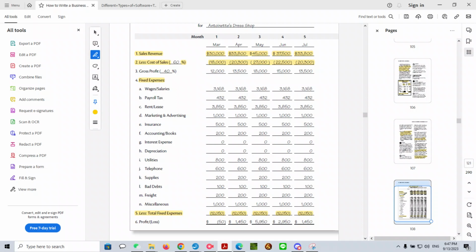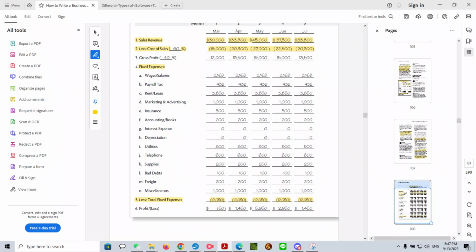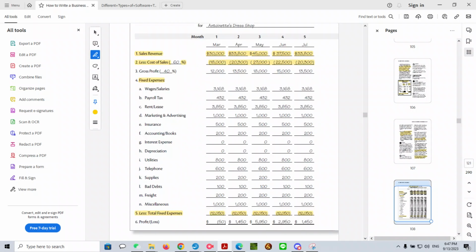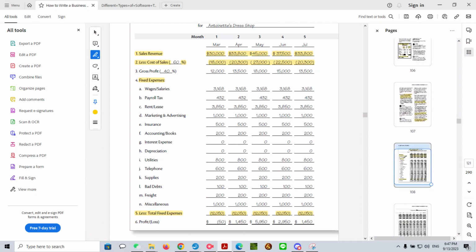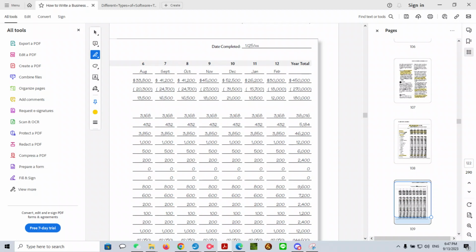Then from this example, our fifth example: 13,500 subtracted by 12,050, and what do we have? 1,450. That's a profit. Now technically we should have done the whole year, all 12 months. But in this case, where we're doing 5 months, what we do is we add up all of these. After we have a profit and loss for each month, we add them all up together. We have minus 50 plus 1,450 plus 5,950 plus 2,950 plus 1,450. What's the answer? We just add all these up and that gives us our total profit.